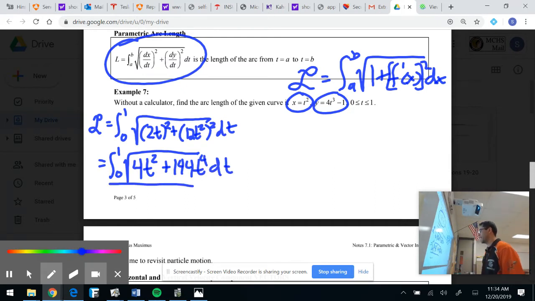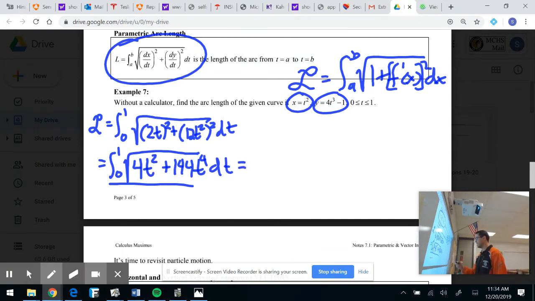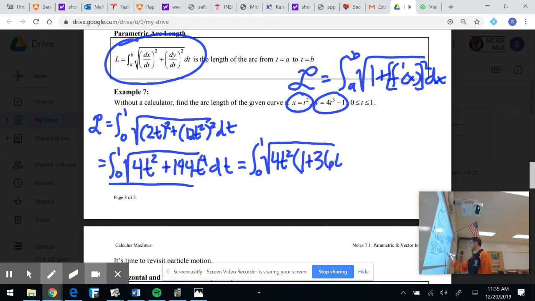Now, I don't know about you, but that kind of looks undoable. However, it actually kind of looks factorable. So even though I can't find the antiderivative of that yet, maybe I'll go from 0 to 1, and factor out a 4t squared. If I factor out a 4t squared, I get 1 plus 144 divided by 4, which is 36t squared, dt. Now, this is 4t squared times a quantity, so I could take the square root of that, bring out a 2t, and end up with the square root of 1 plus 36t squared, dt.